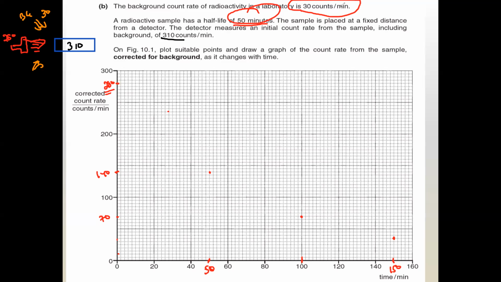So we join these points to show the variation of the corrected counts from the source. It will be freehand. You have to join it freehand, or it should be a curve. Is it clear, this question? How we work out the amount of radiation after every half-life?